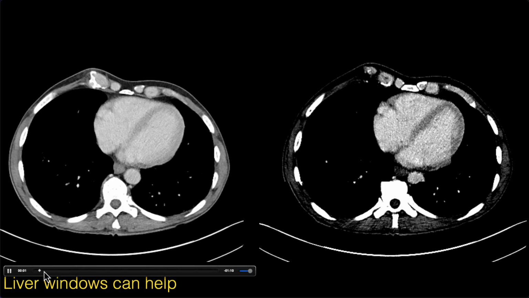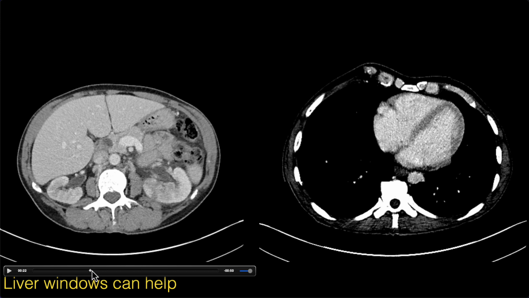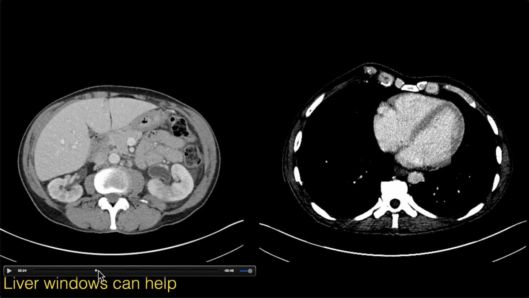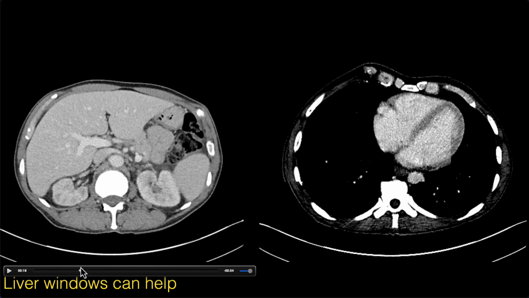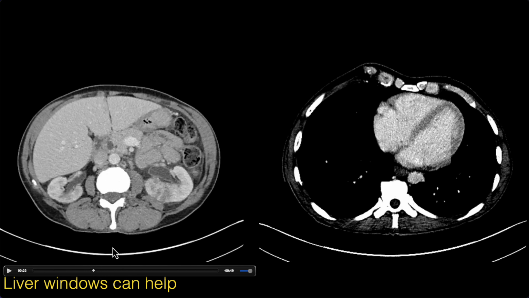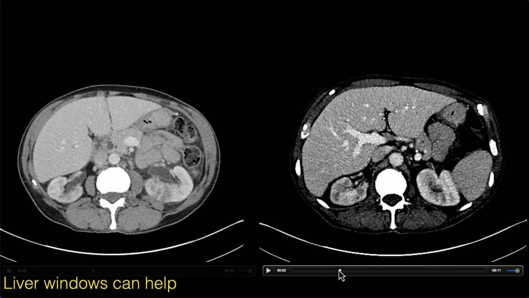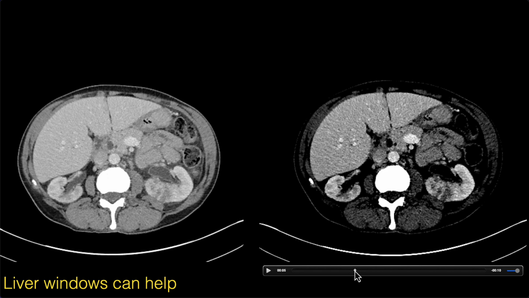And here we go. Liver windows can help. So let's take a look at this patient here who has probably had infection on the right side, where the right kidney is quite atrophic, and then the left kidney looks like it's acutely involved. And so we have some of those areas of cortical hypoenhancement. I don't know if you're catching them as I scroll through, but right here, for example, you can see that. And let's see the effect of using liver windows and how that might jump out a little bit more.